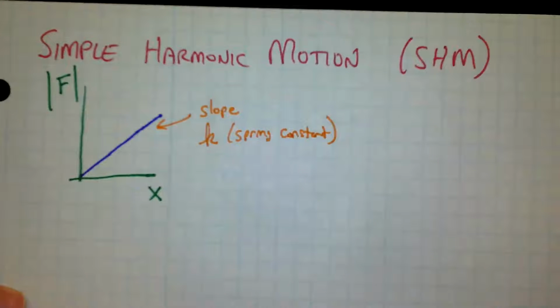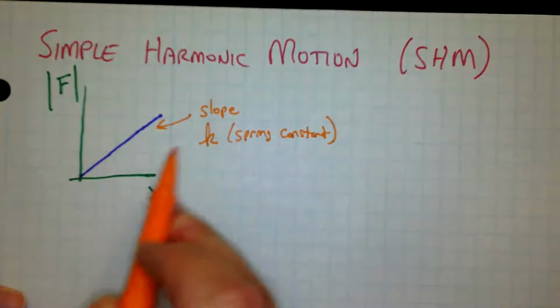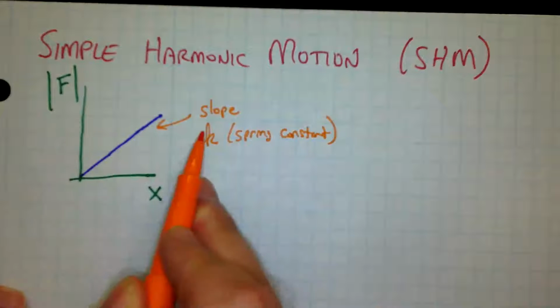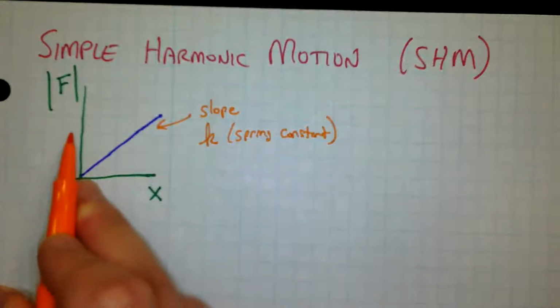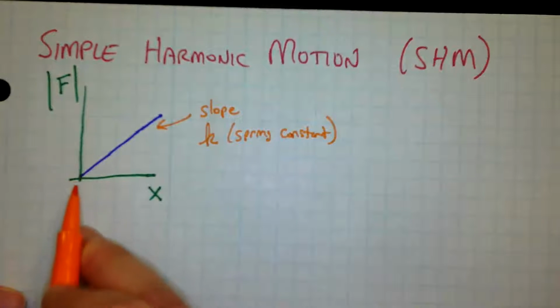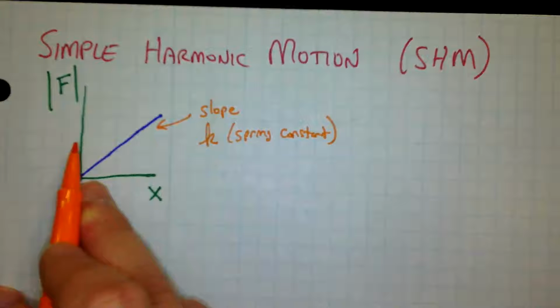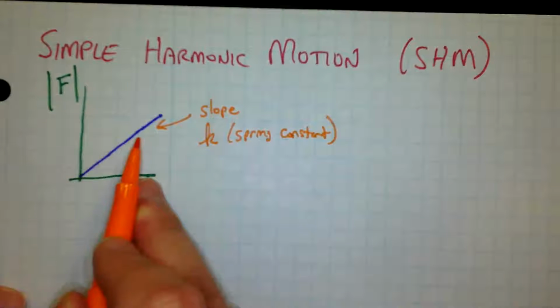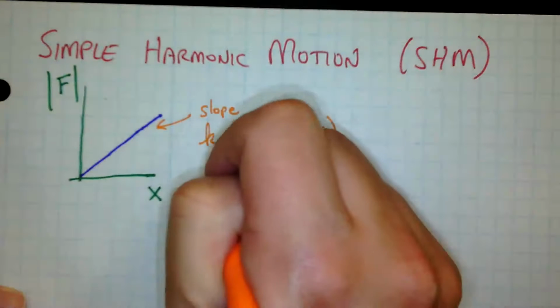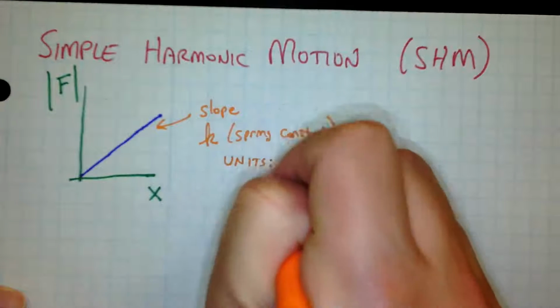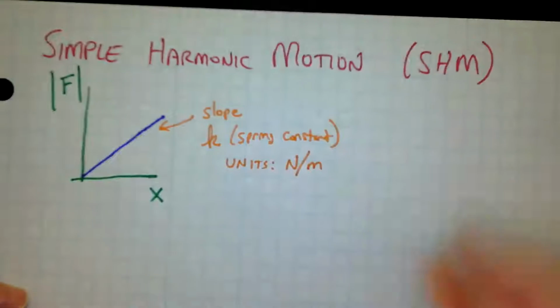Anybody remember the units of spring constant? Well, you can think about it as the slope of this graph, right? Slope is rise over run. What am I going to be measuring my rise in if it's force? My rise in newtons, my run is going to be in meters, and so the units of spring constant are going to be newtons per meter.